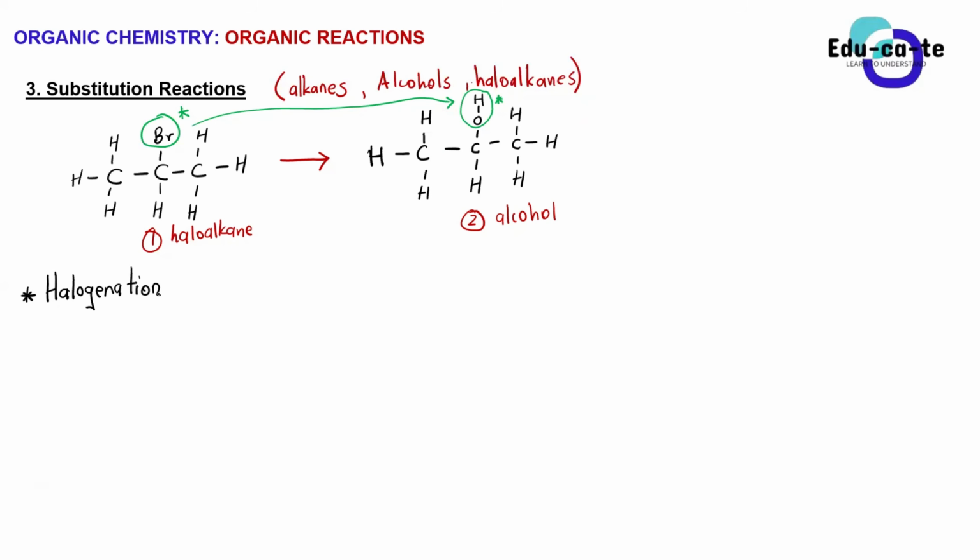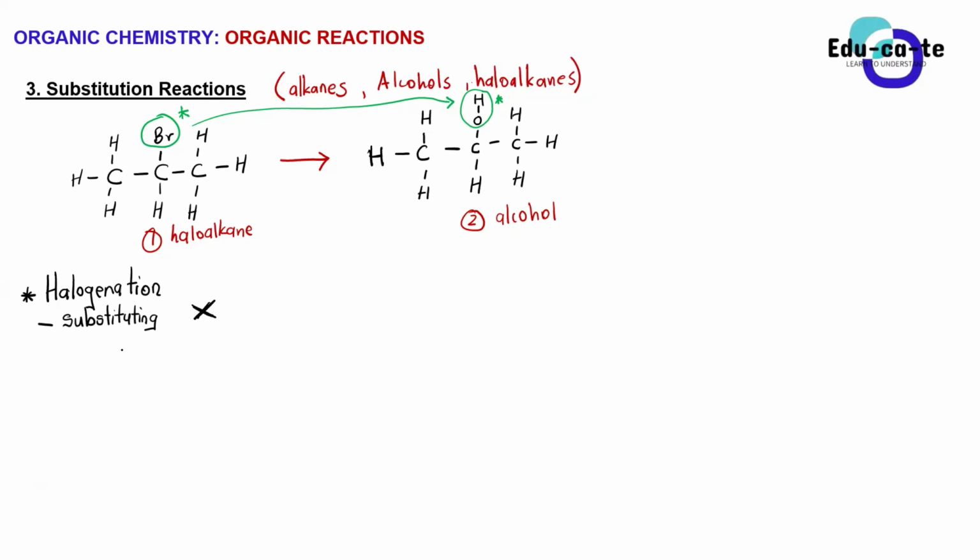So if we are doing substitution halogenation, we are going to substitute. We are not adding, we are not eliminating, we are substituting, or we are replacing something with a halogen group. So we have got halogenation, we also have got hydrohalogenation, we also have got all of those substitution reactions. But basically in halogenation, we are substituting with a halogen group.